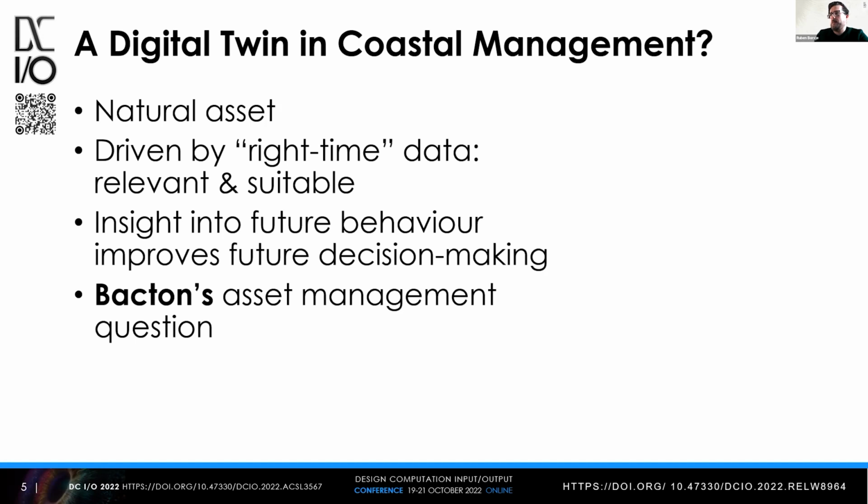Such a digital twin can create insight into future behavior, especially if linked with coastal modeling that was already done in the design of the scheme. And our goal with this digital twin was actually to improve future decision making along this coastline by increasing the knowledge about the processes that are taking place, and by decreasing the uncertainty towards what the future behavior of the scheme will be. And the digital twin we built for Bacton is aimed to answer the big asset management question that the client group had. So that was a private and public combination.